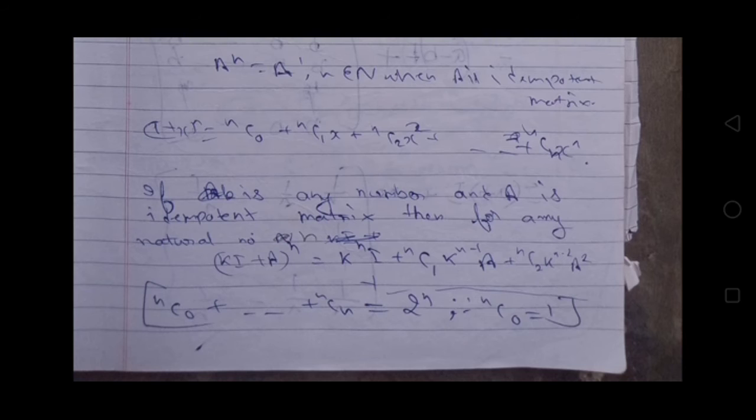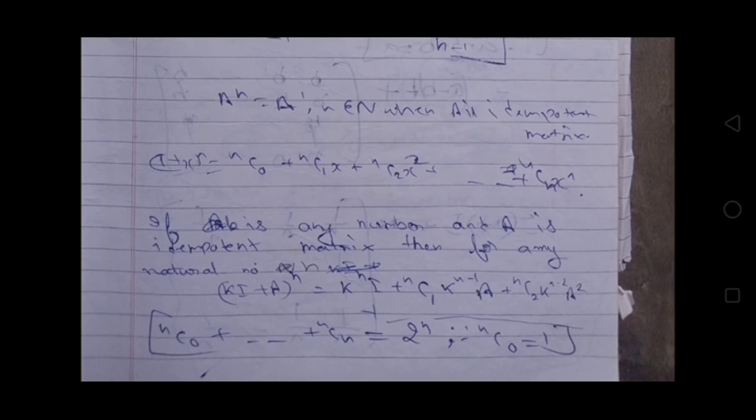If k is any number and A is an idempotent matrix, then for any natural number n, (kI + A) raised to power n is equal to k raised to power n into identity matrix plus nC1 k raised to power n minus 1 into matrix A plus nC2 k raised to power n minus 2 into A square plus up to plus nCn A raised to power n.